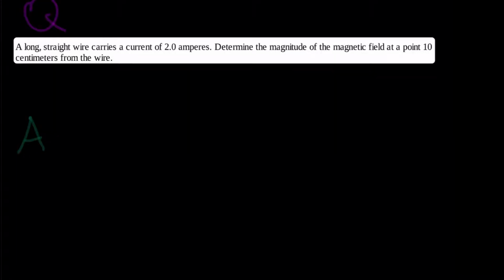Now let's look at this question. A long straight wire carries a current of 2 amperes. Determine the magnitude of the magnetic field at a point 10 centimeters from the wire. Well, here we will simply use our formula. The magnetic field strength, B, is equal to the permeability of free space over 2 pi times the current over R. Now let's plug in the numbers.